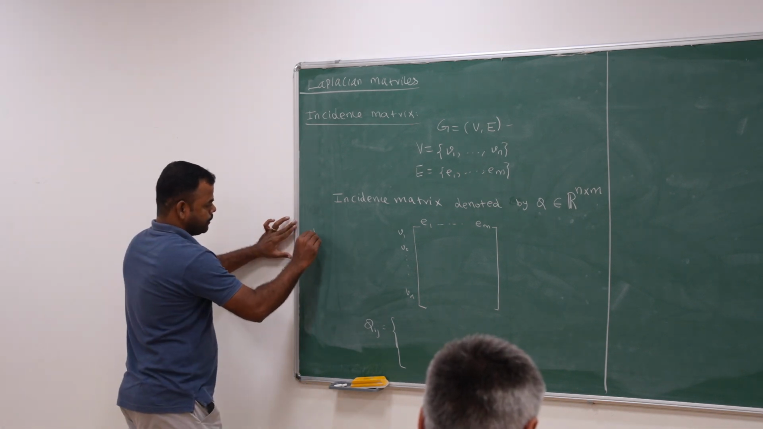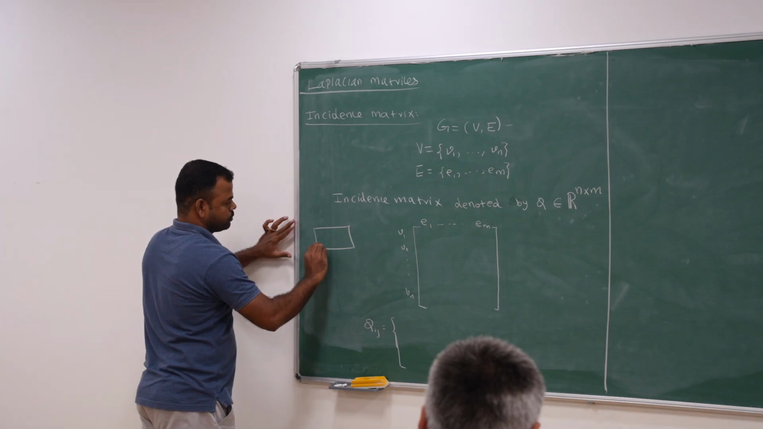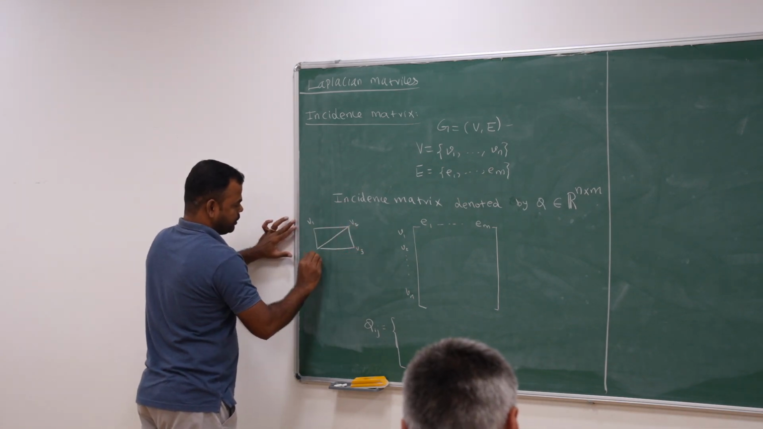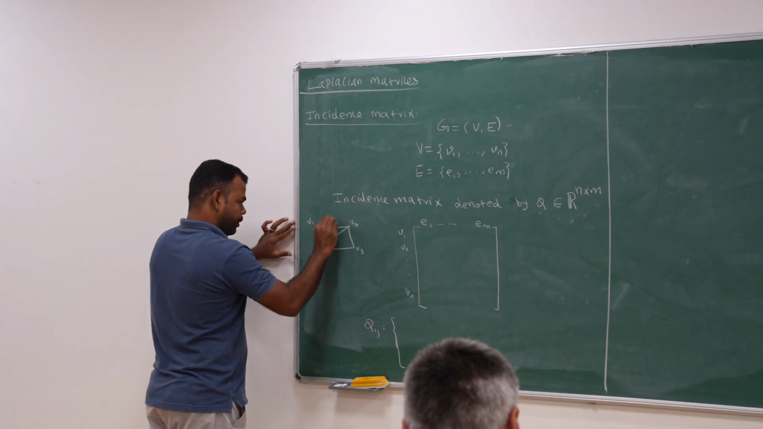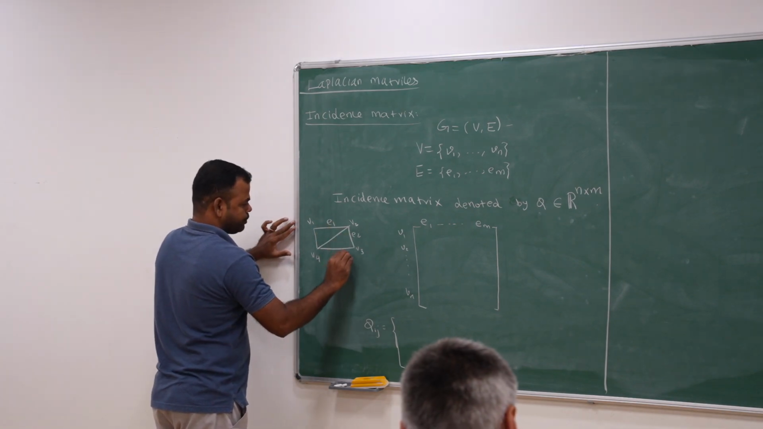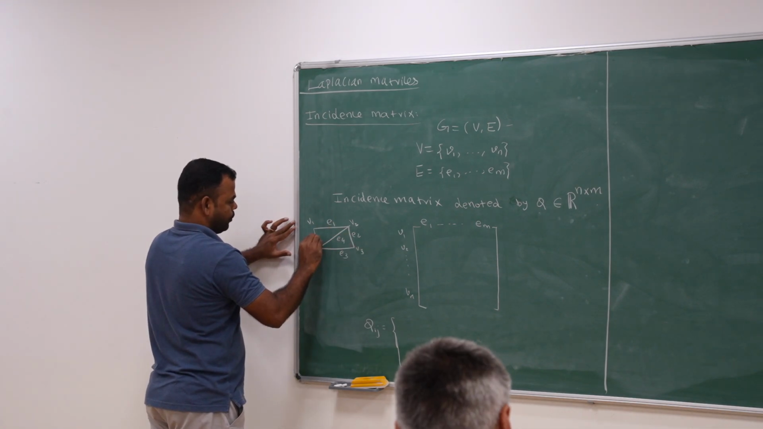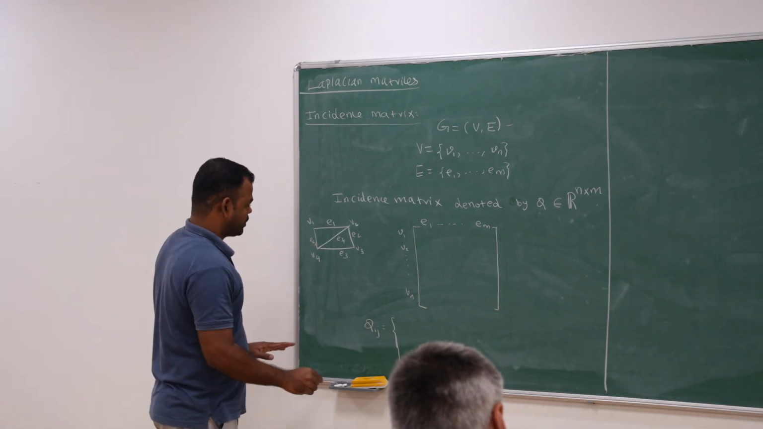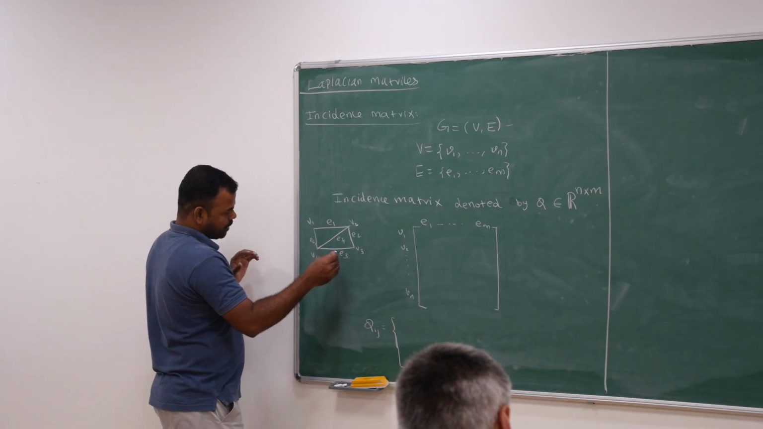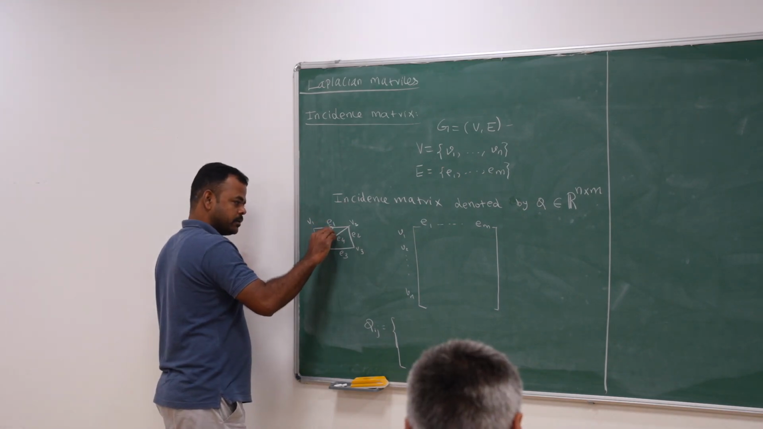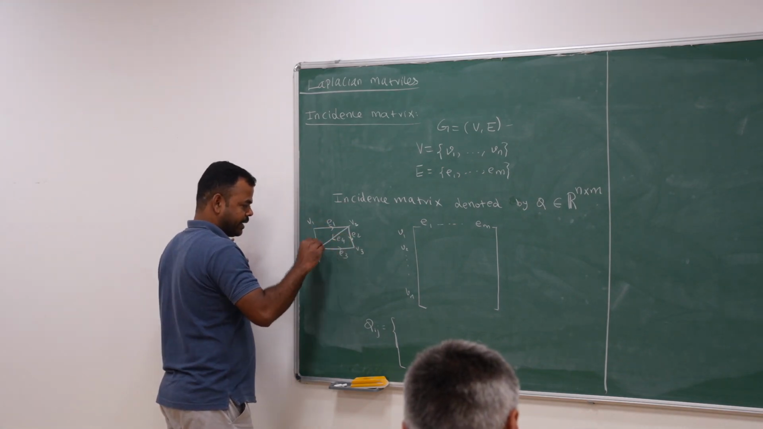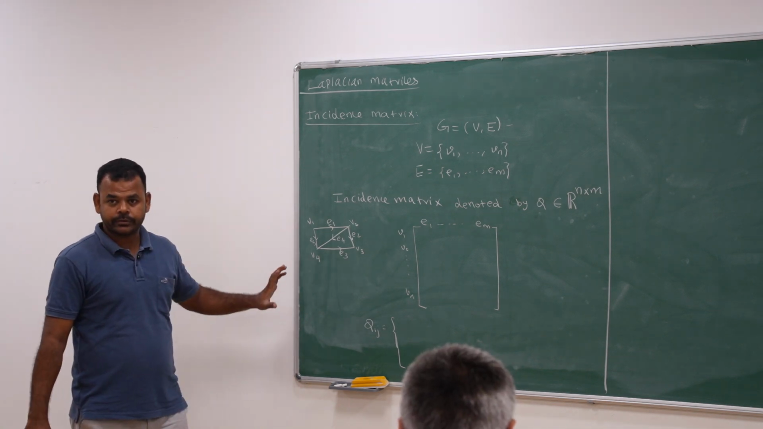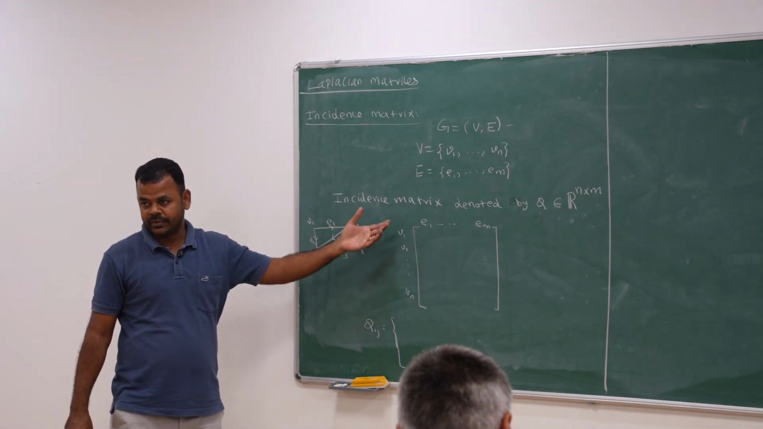For example, if you take this graph, this is V1, V2, V3, V4. Let me give names to the edges E1, E2, E3, E4, E5. So this is the graph given to us. For defining the incidence matrix, first we have to fix an orientation. By orientation I mean give direction to all the edges. After giving the direction, just fix it. We will define the incidence matrix for this orientation. If we change the orientation, the incidence matrix will change.